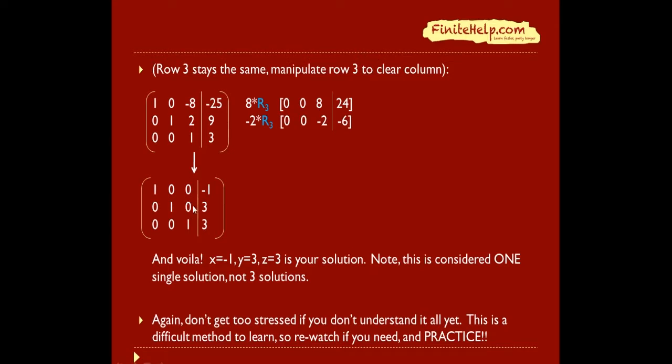So now this 8 and 2, negative 8 and 2 also goes away. And now we have fully row reduced this matrix because every row has a leading 1. And voila, we have the solution. x is -1, y is 3, and z is 3. Note that this is considered one single solution because x, y, and z are each a particular number. So this is not three solutions.